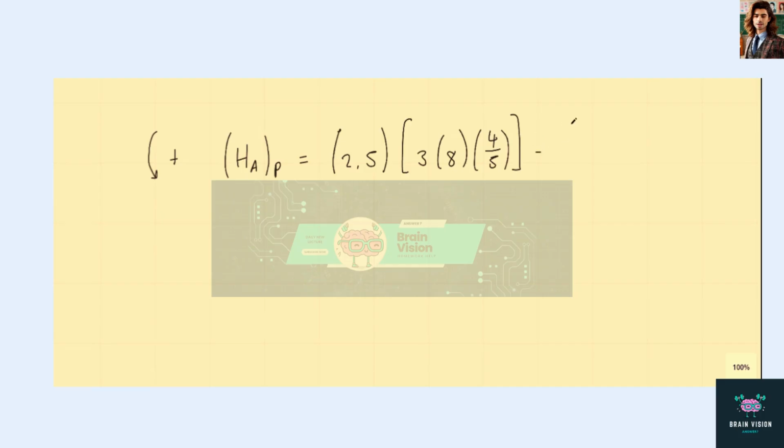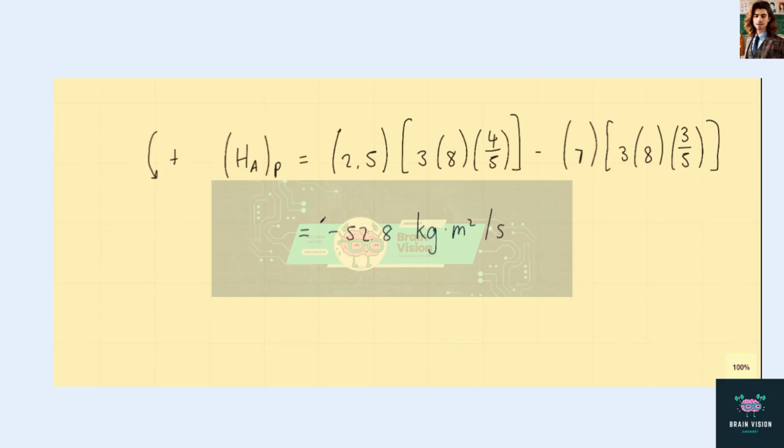Now the y components, there's a separation of 7 meters and a linear momentum, which is its mass 3 times its velocity v, which is 8 sine theta, which is 3/5. And so we get the magnitude of the angular momentum of particle A about point P to be minus 52.8 kg meter squared per second.